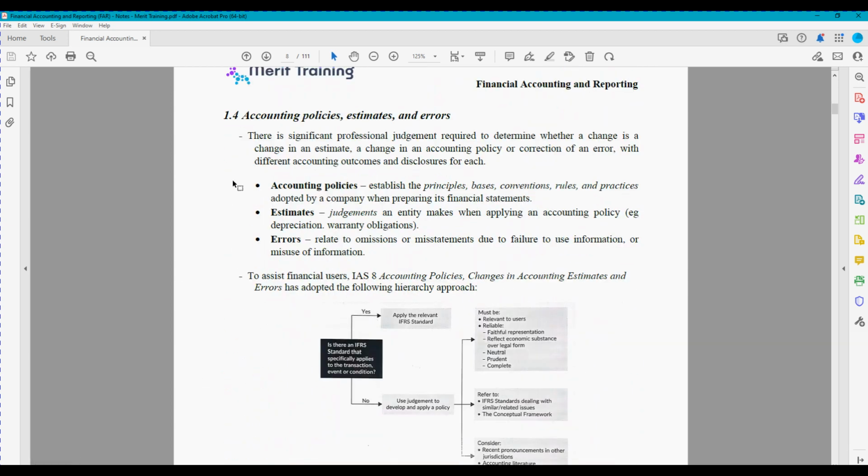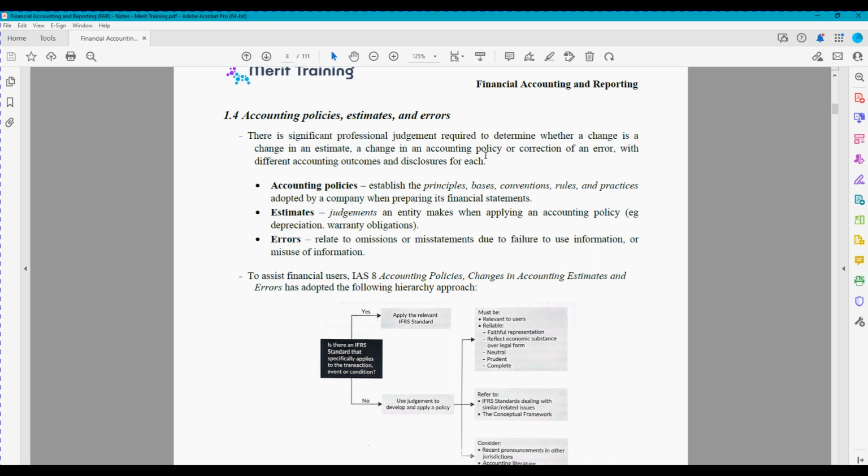Okay, so let's move on to 1.4, which talks about accounting policies, estimates, and errors. With financial statements, as we discussed earlier, there are a lot of potential areas where it's not clear and the numbers could change depending on how you approach it. And these are things like accounting policies. This is the practices, the rules, the conventions. For example, how do we actually apply valuations?